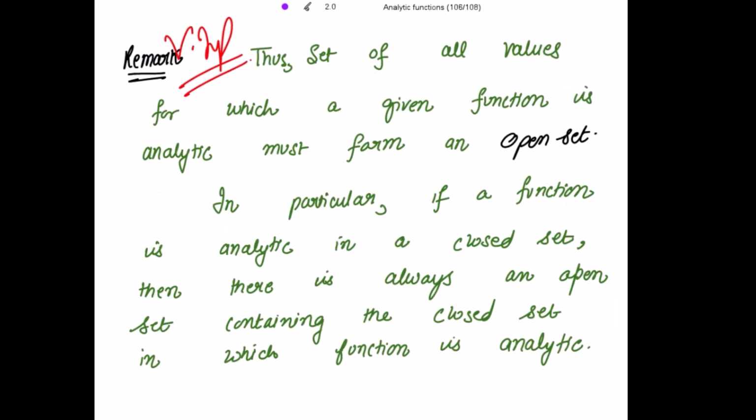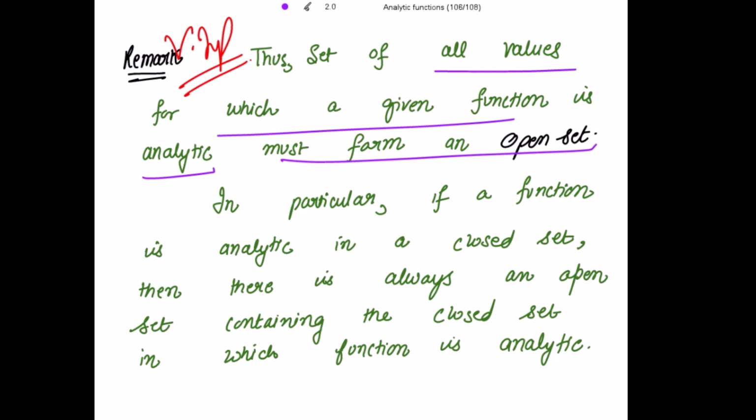Next, again one very important remark. From the previous concept, we can also say that the set of all values for which a given function is analytic must form an open set. Why? Because a neighborhood itself is an open set. Yes, the neighborhood of the point is an open set. So the set of all values for which a function is analytic must form an open set.